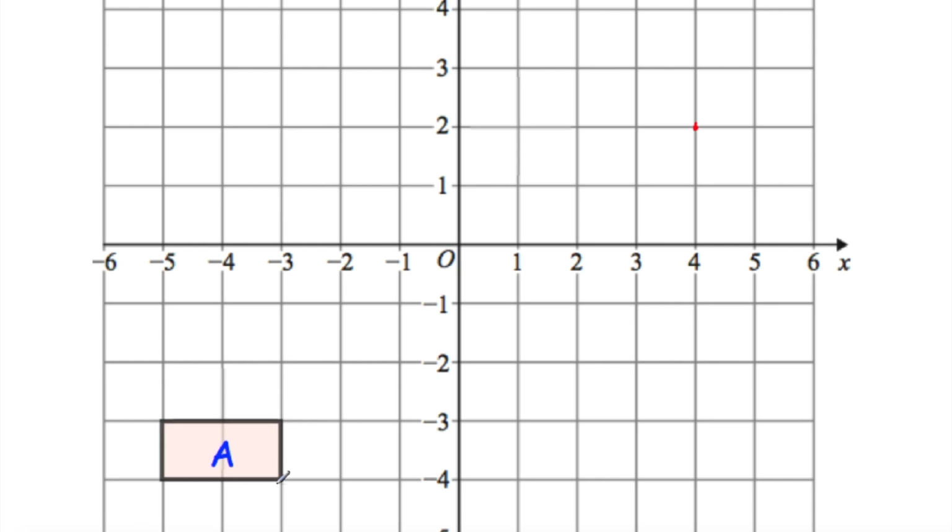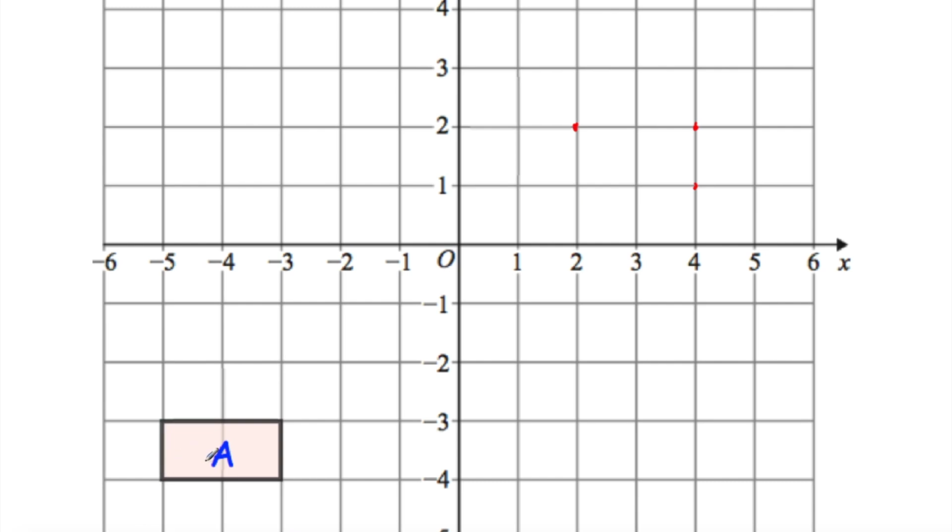Okay, this bottom point here, it's going to move 7 to the right and 5 up. So 1, 2, 3, 4, 5, 6, 7, and 5 up. 1, 2, 3, 4, 5. That's good. It's directly beneath the other point. Okay, this one here, it should be here. Let's see. So 7 to the right. 1, 2, 3, 4, 5, 6, 7, and 5 up. 1, 2, 3, 4, 5. Fantastic. And finally, this point here, it should be here, but let's just double check.